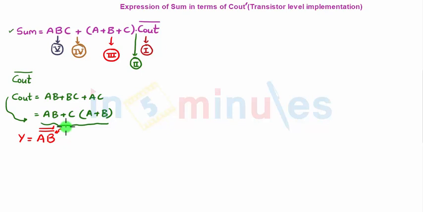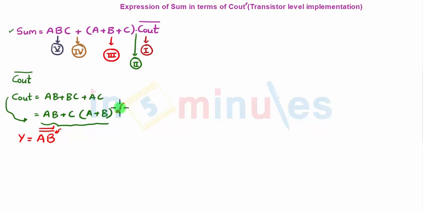Again, I am repeating, the upper bar gives us the inversion. So in case there is no bar, we'll get an inverted output. So if we implement this at the transistor level, what we would get is nothing but Cout bar. In order to get Cout, we need to connect an inverter at the output.